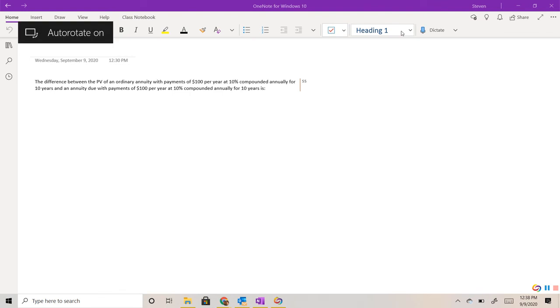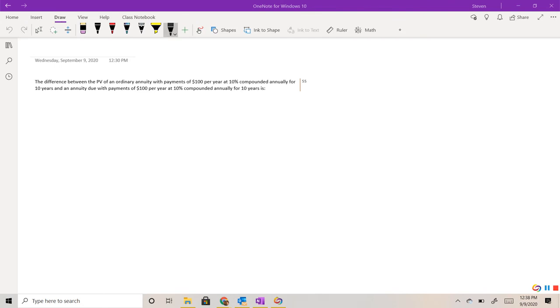This question from Chapter 6 asks: what is the difference between the present value of an ordinary annuity with payments of $100 per year at 10% compounded annually for 10 years and an annuity due with payments of $100 per year at 10% compounded annually for 10 years? So we want to find the present value of these two different annuities and see what the difference is.